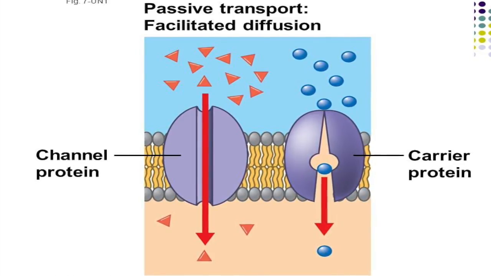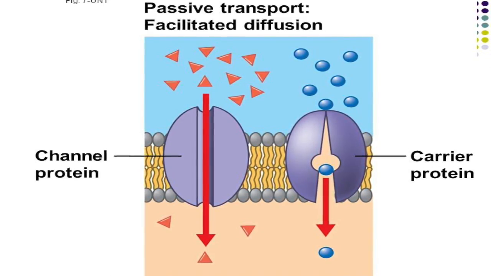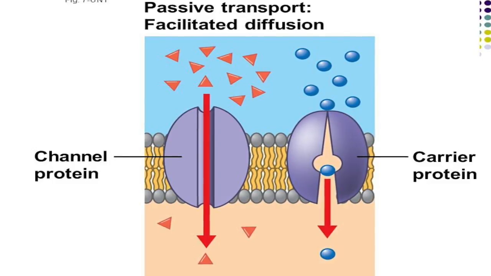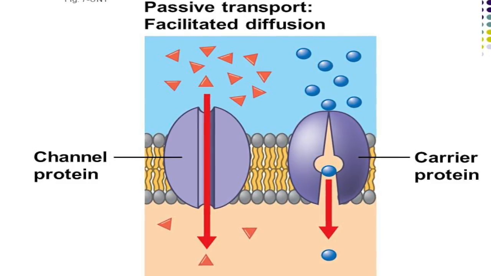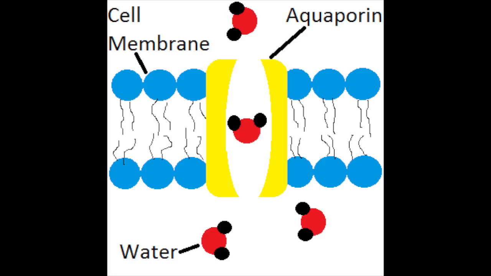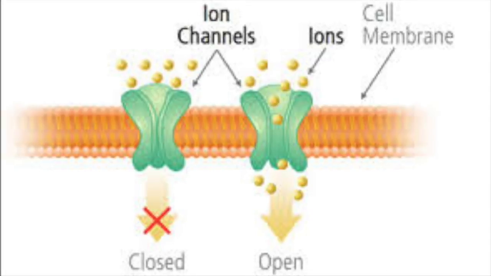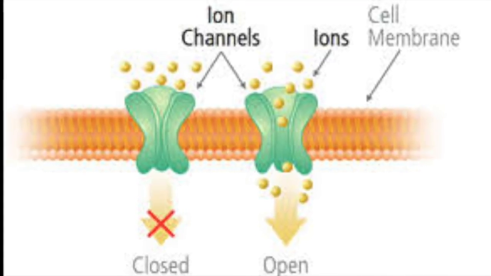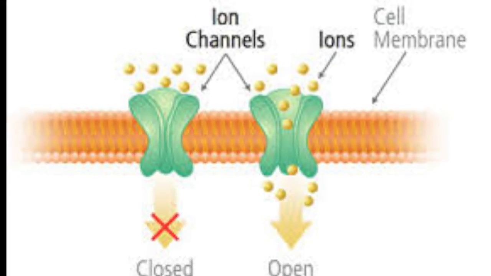Beginning with a channel protein, the one on the left, it is a hydrophilic channel that is used as a tunnel by certain molecules or ions to move across the membrane at a faster rate. One famous example of a channel protein is an aquaporin, which allows for water molecules to move across the plasma membrane. This process is called osmosis, where water moves from an area of high concentration to a lower concentration. A few other channel proteins are ion channels that allow for ions to move across the membrane. Some can even be gated channels.